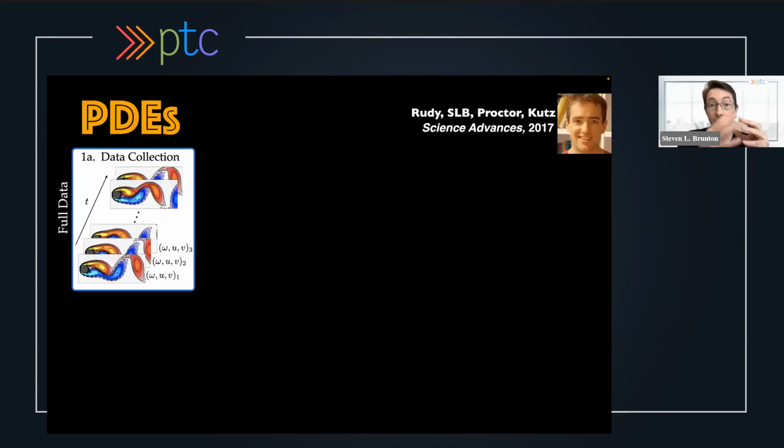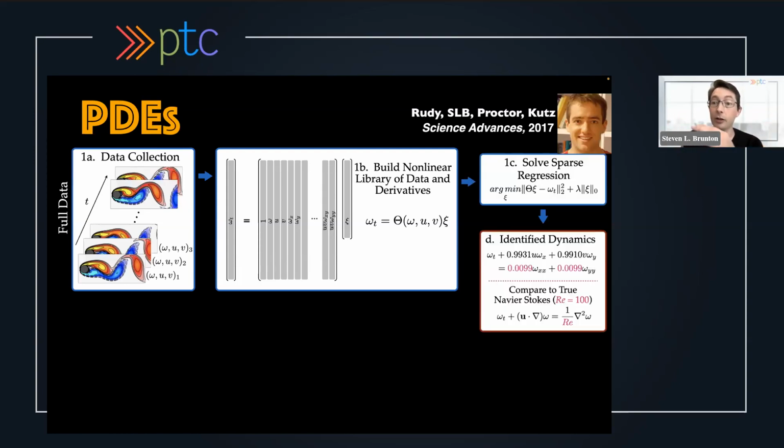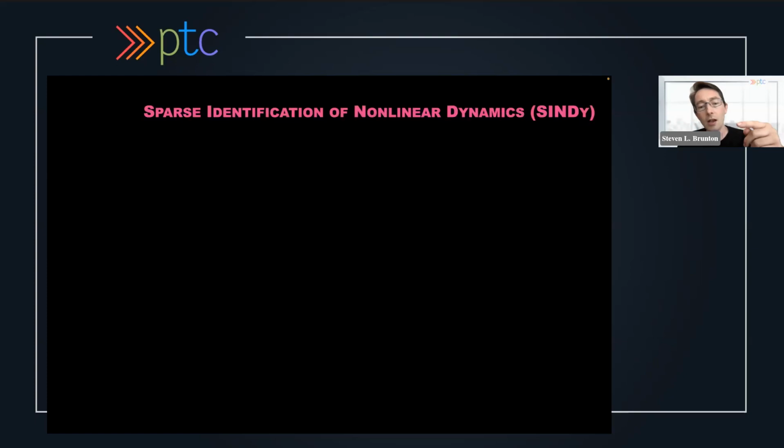If I have data from a fluid flow like this, this is work by Sam Rudy when he was a PhD student with us, you can again build a library of partial derivatives and products of partial derivatives. And with sparse regression, you can learn these partial differential equations like the Navier-Stokes equations. So there are some options here.